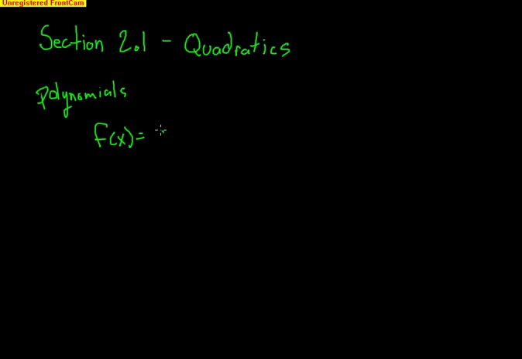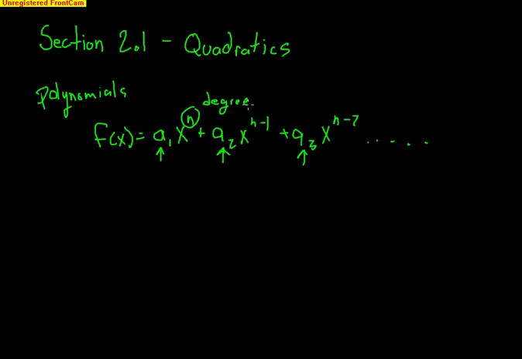And they kind of look like this. They've got a sub 1 x to the n plus a sub 2 x to the n minus 1 plus a sub 3 x to the n minus 2, and this goes on forever. Now you've got to remember these a's right here, the numbers in front of the variables, are called coefficients. And then the n right here is known as the degree. The degree is the largest exponent you see.